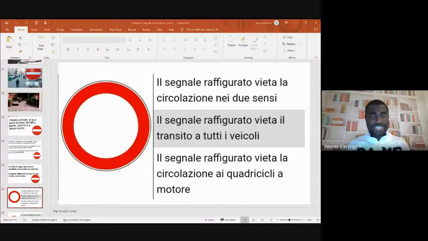Because the first question says that il segnale raffigurato vieta la circolazione nei due sensi. That's the first one. Okay. So read the second one by yourself and the third one, and let me have your answers.